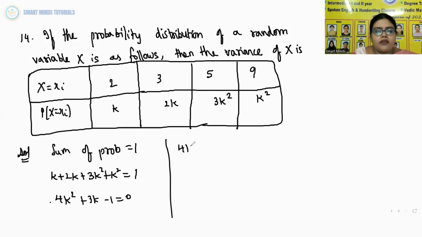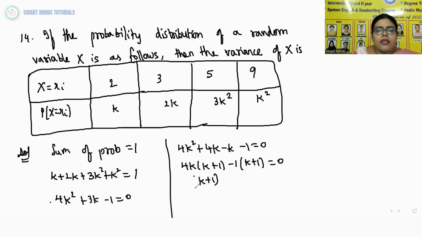Now if you factorize it, 4k square plus 4k minus 1 is 0. 4k common, k plus 1 minus 1 common, k plus 1 is equal to 0. k plus 1 into 4k minus 1 is equal to 0. k is minus 1 and 1 by 4. So probability can never be negative. Okay, it always lies between 0 and 1. So k is equal to 1 by 4.